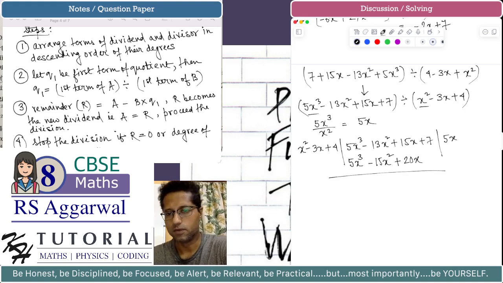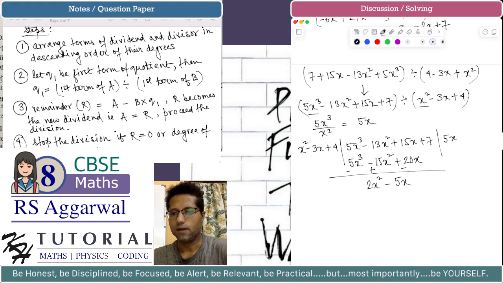Now the sign of all the terms of the product will change. So 5x cube, its sign will change from positive to negative. Minus 15x square, its sign will change from negative to positive, and 20x, its sign will change from positive to negative. Now if you do the subtraction, 5x cube minus 5x cube cancels out, and we have minus 3x square and plus 15x square, that becomes 2x square. 15x and minus 20x becomes minus 5x.